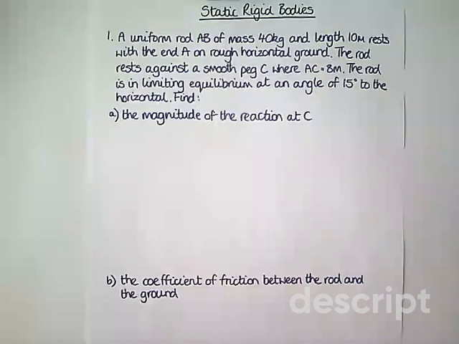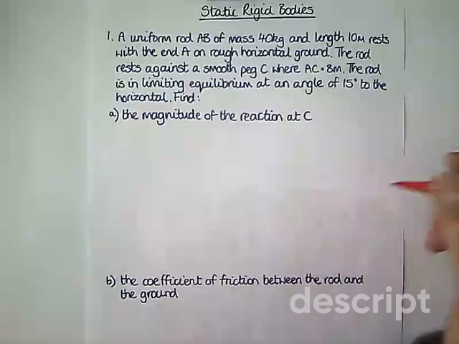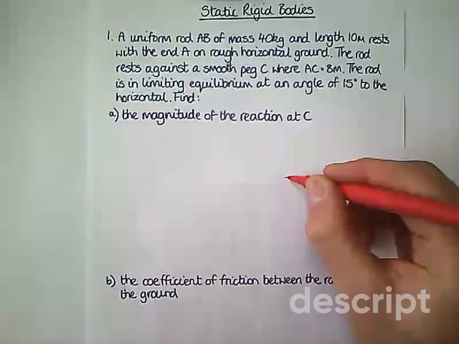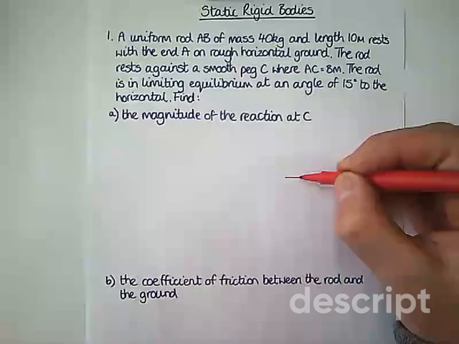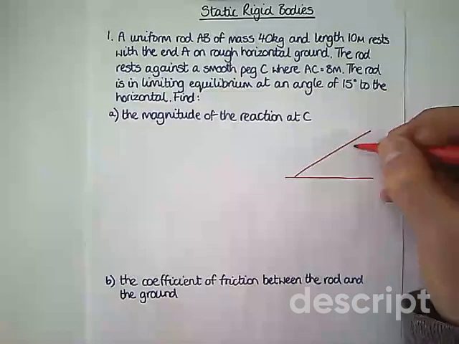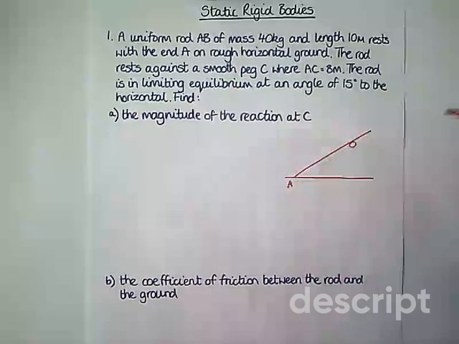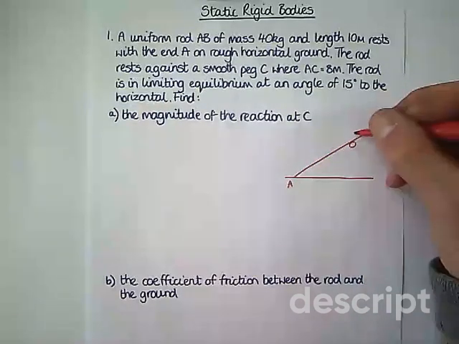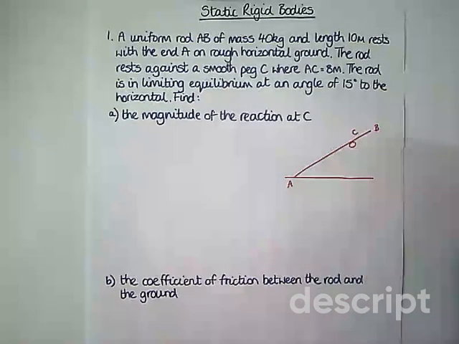So in this question, we've got a uniform rod, so the centre of mass acts in the middle. Mass 40 kilograms and length 10 metres. It rests with the end A on rough horizontal ground, and then rests on a smooth peg 8 metres from A. So let's draw ourselves a little diagram: A on the ground, B up here, and C is where the peg is.